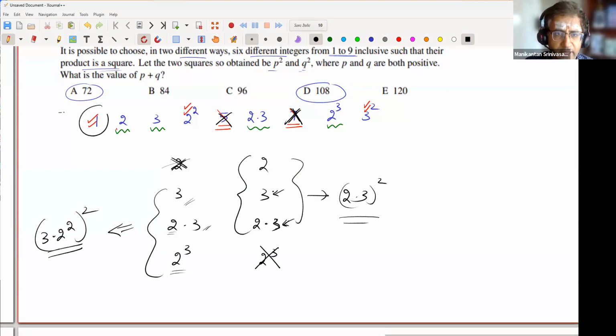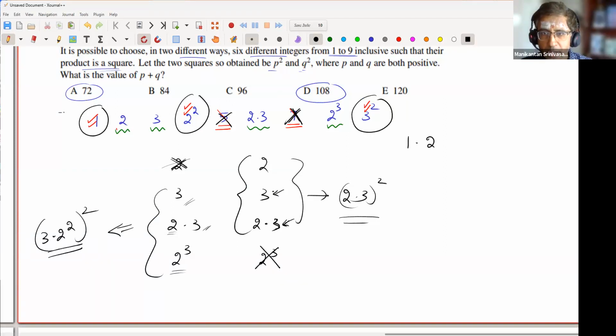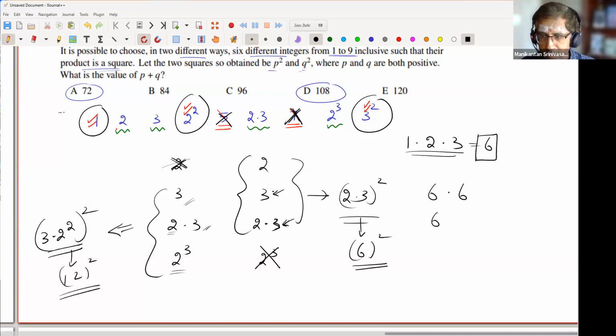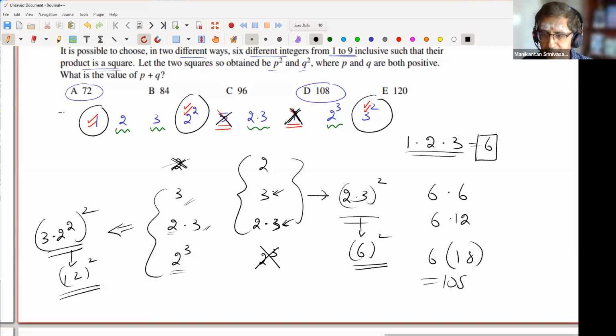So the definite guys are this guy, and this guy. So that's another 1 into 2 into 3. So 1 into 2 into 3 is definitely there, which is 6. In addition, we have an additional 6 or an additional 12. Okay, so effectively we want P plus Q, right? So P and Q are either 6 into 6, this is the common 6, 1 into 2 into 3, and the other one, these are the additional ones. So 6 into 6 and 6 into 12. So 6 into 18, which is 108 indeed.